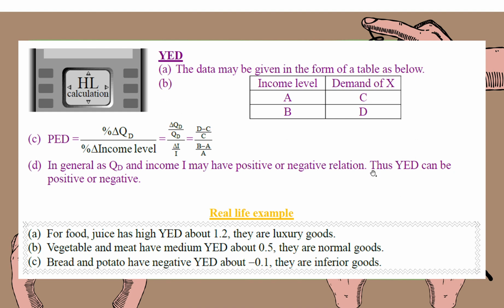And for the calculation, just remember it is over the original value, so over C and over A. Be careful over the original value, okay? Change from A to B, C to D. For food, juice is a luxury at 1.2. Vegetables and meats are normal. And bread and potato are inferior goods, at negative 0.1. So it's a good indicator to show whether it's an inferior good. It's a quantitative approach.